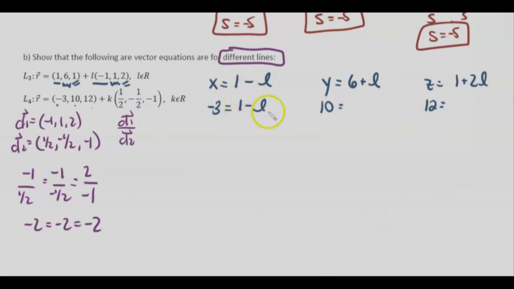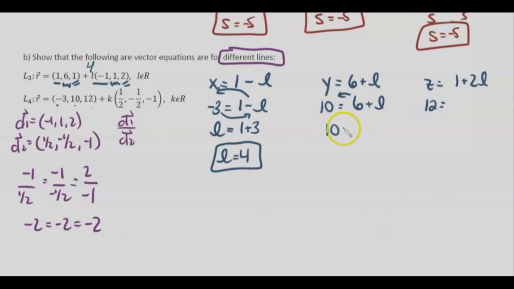So we have 1 minus L equals -3. I don't like the negative L, so I'm going to bring the negative L over and we get L, and bring the -3 over and we get +3. So the parameter for the first one would be L equals 4. Again, what this means is that if we plug in 4 for the L, we will get an x value of -3. Now, 10 equals 6 plus L. Bring this one over: 10 minus 6 equals L, so L equals 4. Looking good so far.